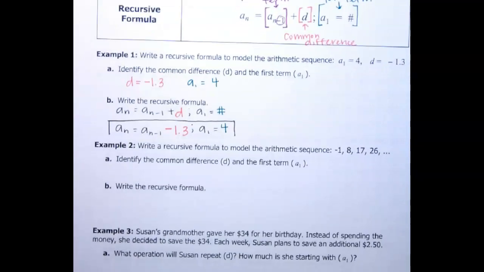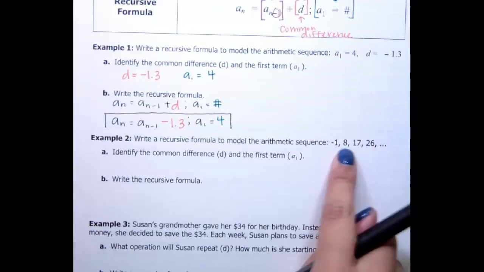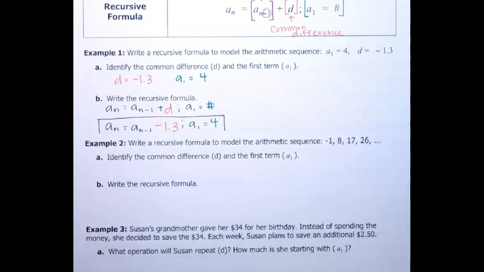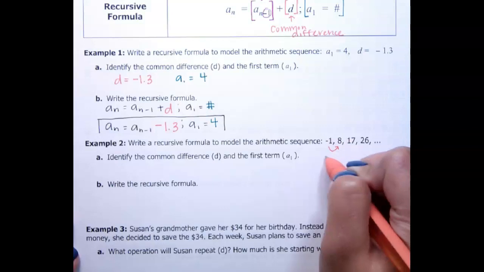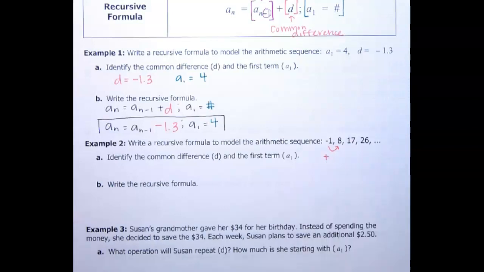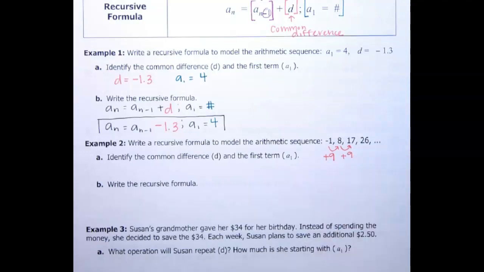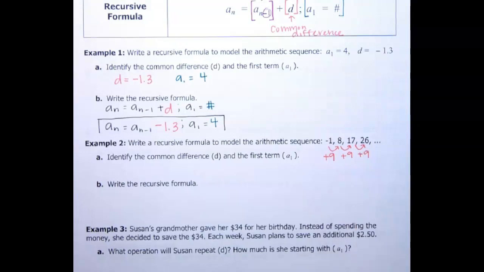So let's look at number 2. We're writing the recursive formula to model this sequence. Well, this time they don't give me the first term and the common difference like they did in the first example, but I can find it. So if I'm going from -1 to +8, that means I have to be increasing, so I'm adding. -1 plus 9 is 8. 8 plus 9 is 17. 17 plus 9 is 26.